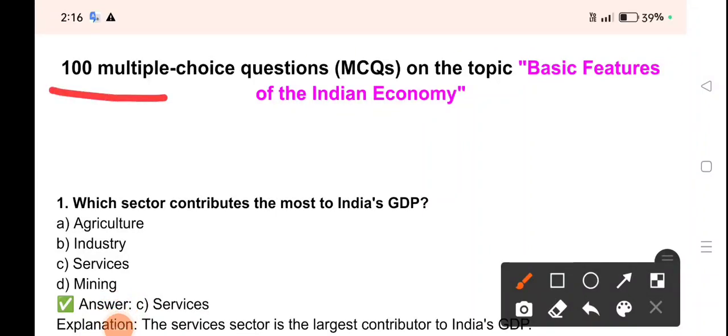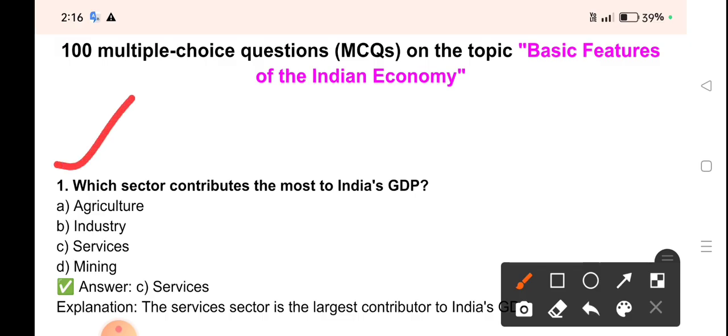100 multiple choice questions on the topic of basic features of the Indian economy. So, question number 1.